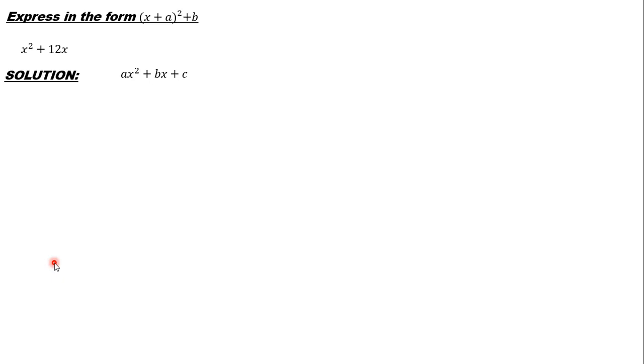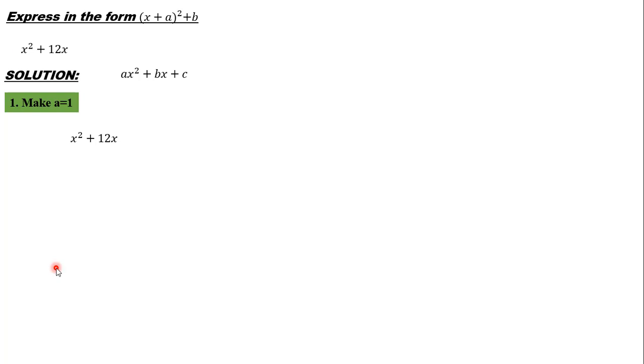Now we can clearly see the value of a is equal to 1 by comparing that equation, and the value of b is equal to 12 and the value of c is equal to 0. Whenever we are expressing such expressions in completed square form, students, we have to take three basic steps. Number one, we must have the value of a equal to 1, meaning the coefficient of x squared must be equal to 1. In our case, it is already 1, so we don't have to perform any operation over here.